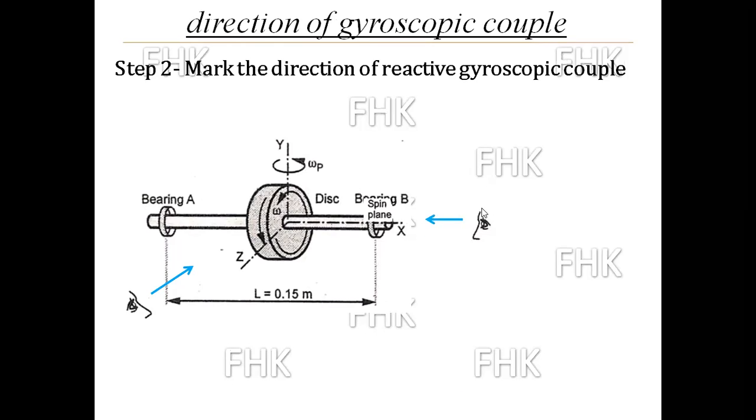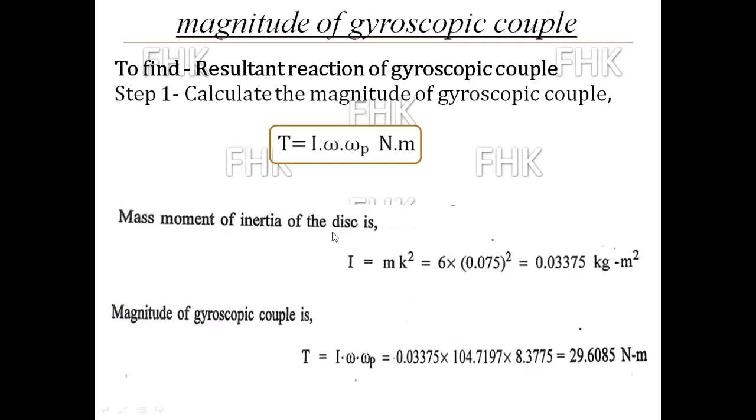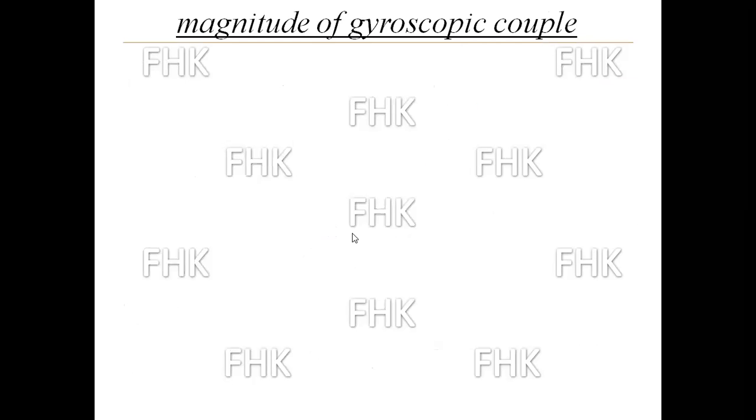So bearing B is in the direction of the right hand of the observer. From the right hand side bearing, if you observe the system, the rotor is spinning in the anti-clockwise direction on the axle, as given in the problem statement. So this will become your right hand side.